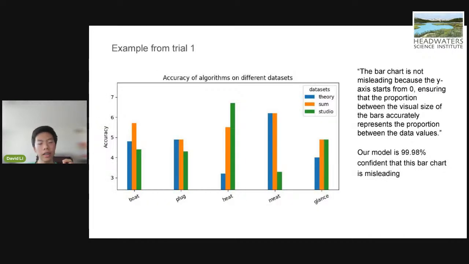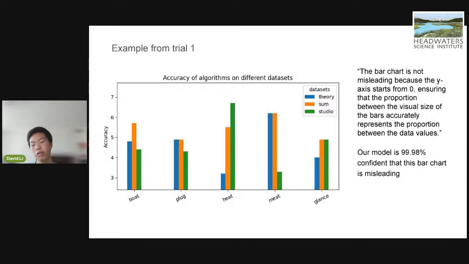Now, let's just look at some examples from the first trial to see an example of why GPT-4o performed a lot worse than our model in recognizing misleading bar charts. So here we have an example of a misleading bar chart. The y-axis is truncated, it doesn't start at 0, it probably starts at something around 2. And GPT-4o labeled this bar chart as non-misleading. Let's see its reasoning. It says that the bar chart is not misleading because the y-axis starts from 0. And that's just not true.